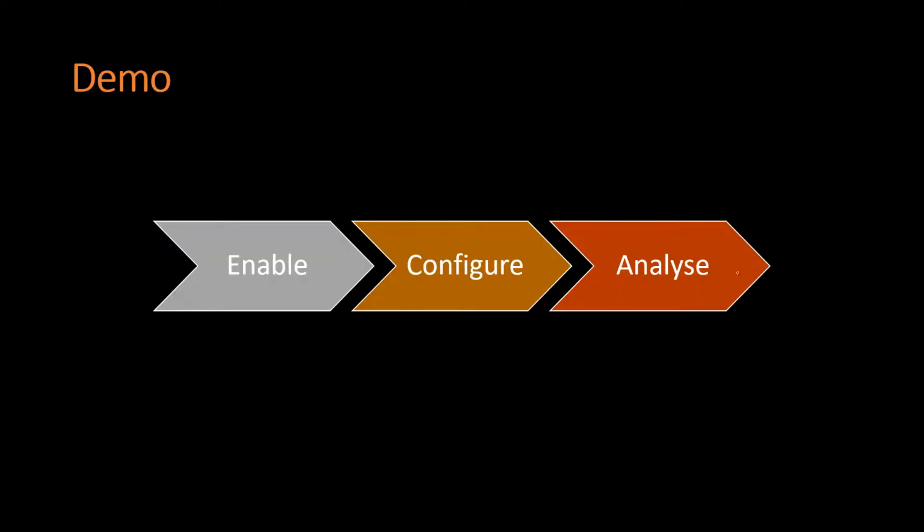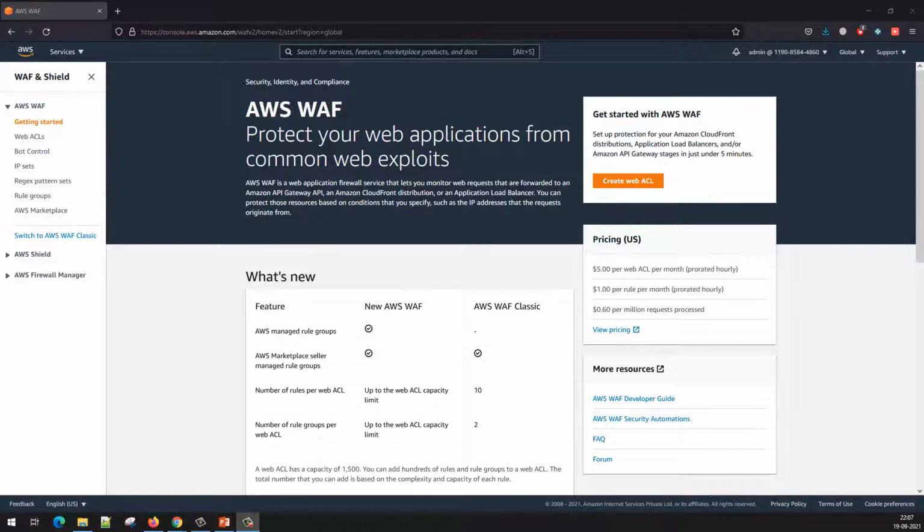Now, time to move to the demo where we are going to enable Shield Advanced. We will configure the different rules, and we will finally do the analysis of what are the different things we have done there. So this is how the default screen looks when you log into the WAF and Shield product. By default, it will take you to WAF. You have to come down and click on AWS Shield, and first is Getting Started.